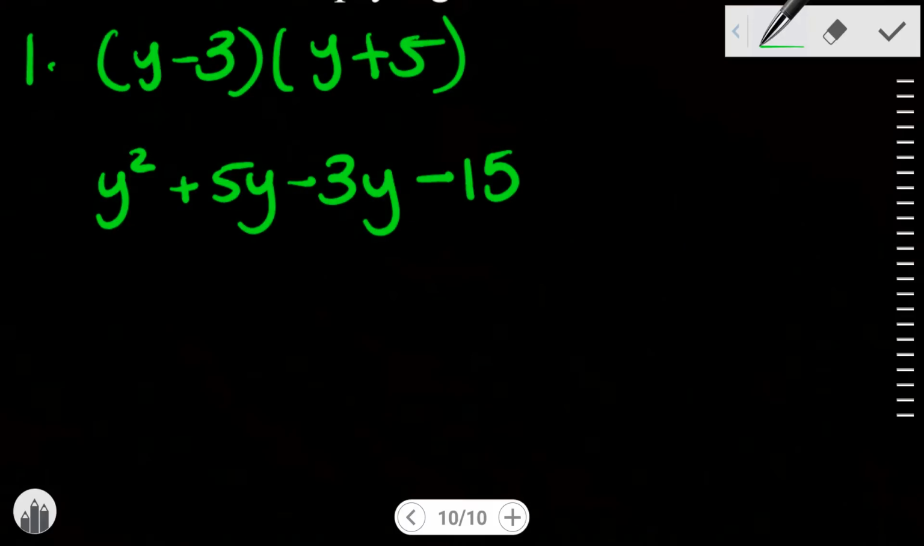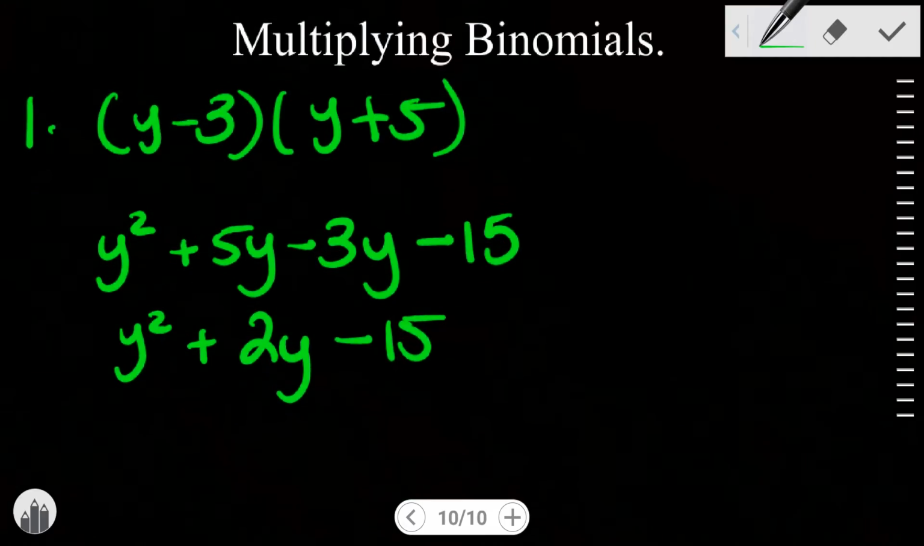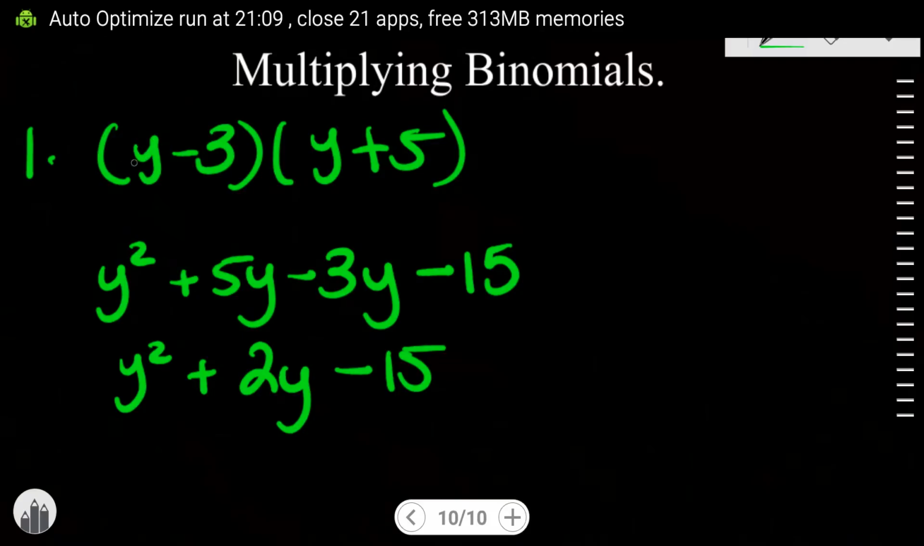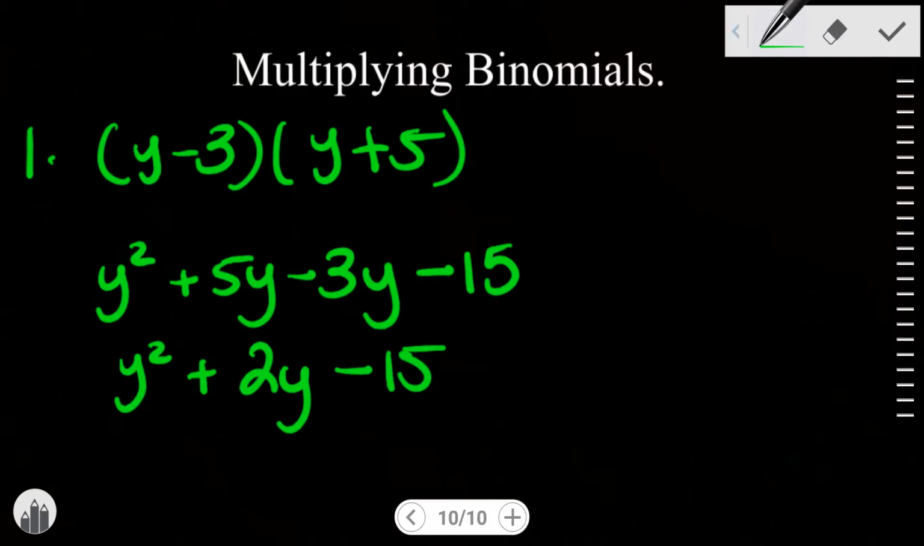So anywhere you have like terms, go ahead and combine them together, which would be the 5y and the negative 3y. So you need to combine those to get a more simplified answer. So the simplified answer would come down to be y squared plus 2y minus 15. So that is the simplified version, and also this is the multiplied out binomial.